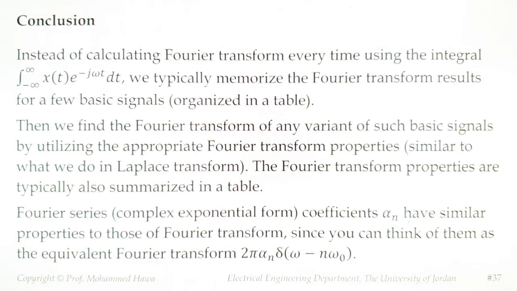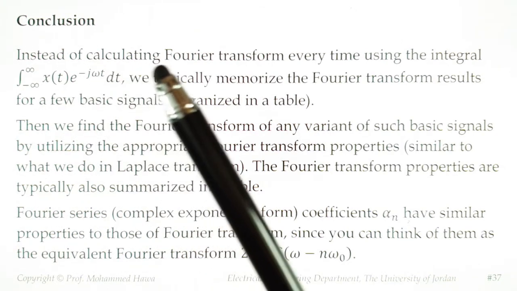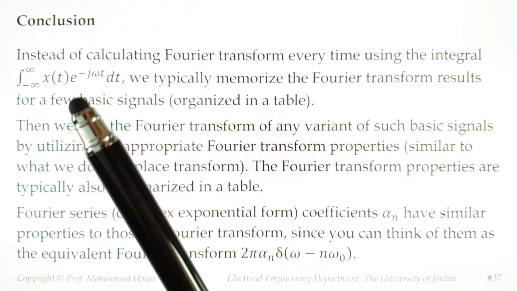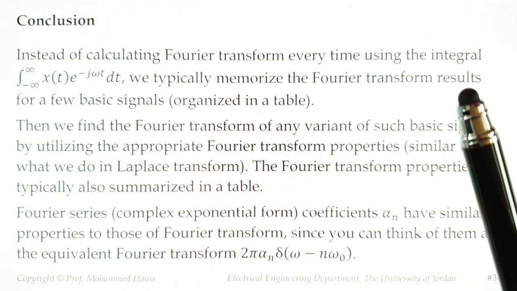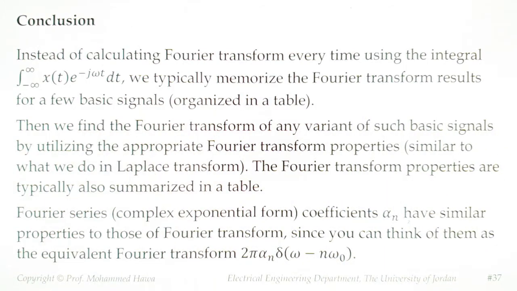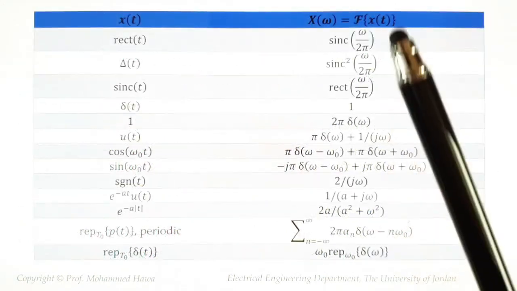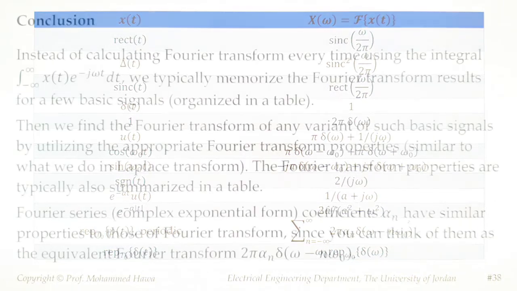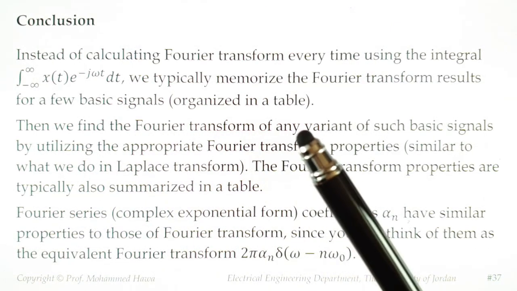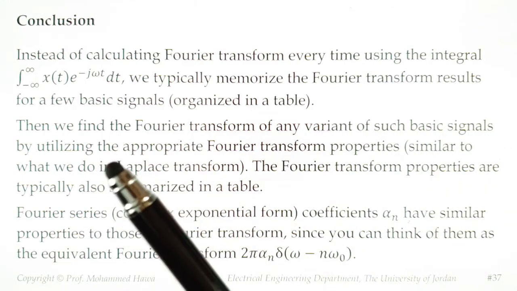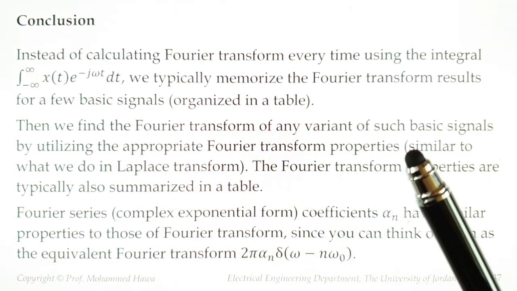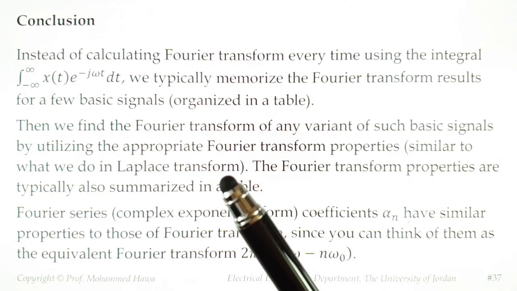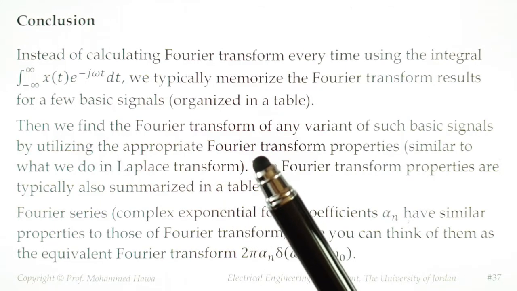Let me conclude this video by reminding you that instead of calculating the Fourier transform every time using the Fourier transform integral you're familiar with, rather memorize the Fourier transform results for some basic signals. Typically, we organize this in a table, something like this, that lists the basic signals and their Fourier transforms, and then find the Fourier transform of any variant of such basic signals by utilizing the appropriate Fourier transform properties. A similar thing usually is found in Laplace transform. So if you have done this in Laplace transform, it's a similar thing for Fourier transform.